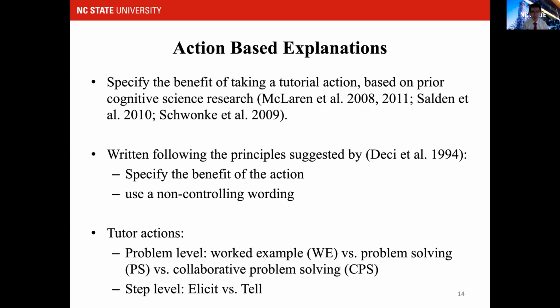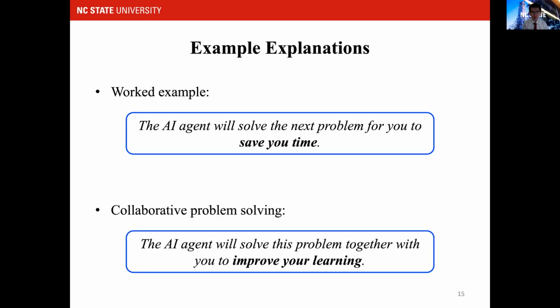We wrote the explanations following the principles suggested by Daisy et al. More specifically, the explanations specify the benefit of the action using a non-controlling wording. Here, our ITS makes pedagogical decisions at two levels of granularity. At the problem level, it decides whether the next problem should be work example, problem solving, or collaborative problem solving. While at the step level, it decides whether to elicit or tell the next step.